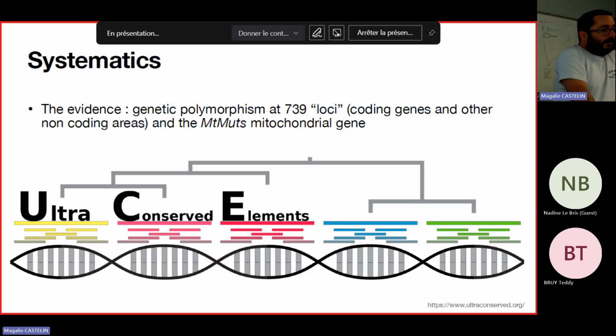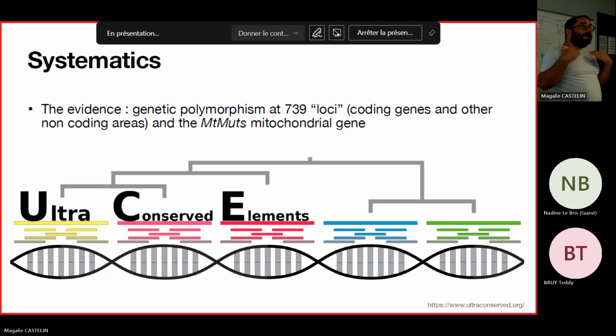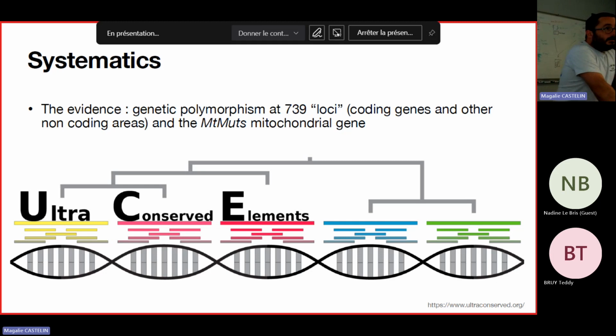And there are over 700 of those loci, and they're unlinked. So they were mixed by recombination throughout evolutionary times. And having so many loci gives you very good statistical power. So this is actually a very good tool to look at the systematics of a problematic group like the octocorals.